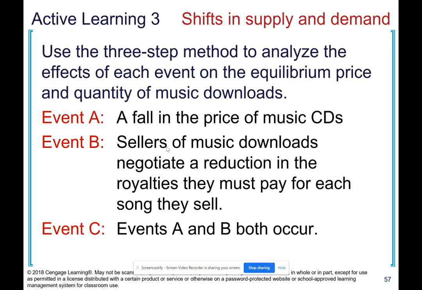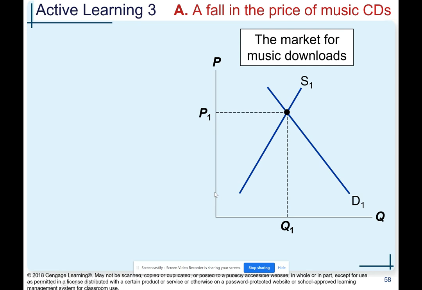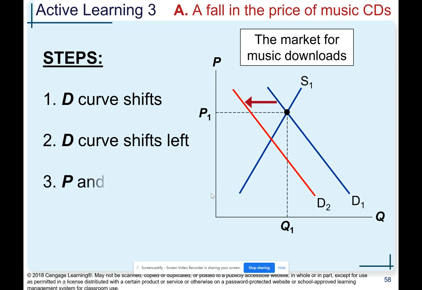Active Learning 3: Shifts in Supply and Demand. Use the three-step method to analyze the effects of each event on the equilibrium price and quantity of music downloads. Event A, a fall in the price of music CDs. Event B, sellers of music downloads negotiate a reduction in the royalties they must pay for each song they sell. Event C, events A and B both occur. The market for music downloads is represented in this graph.